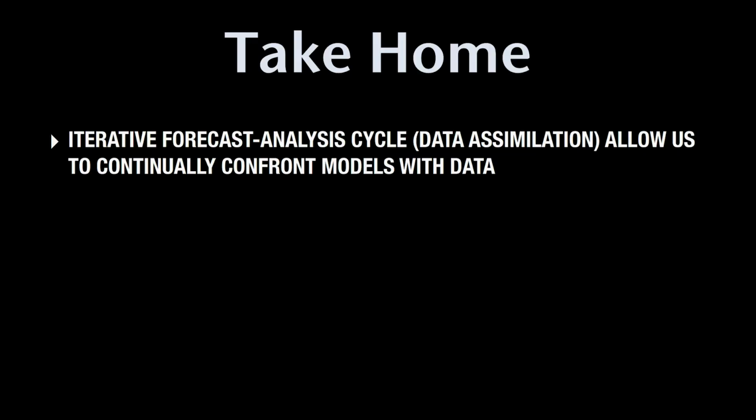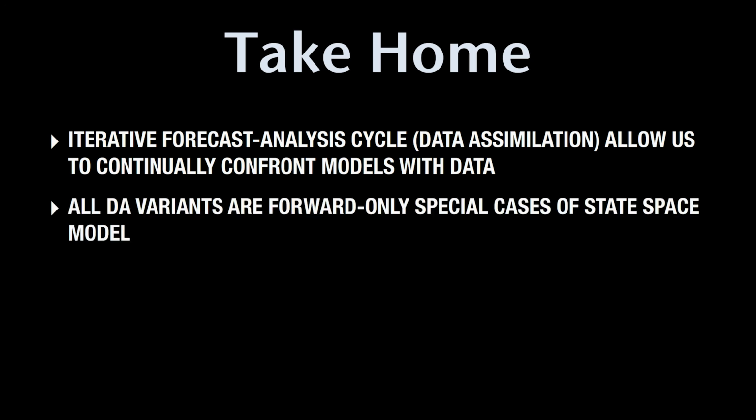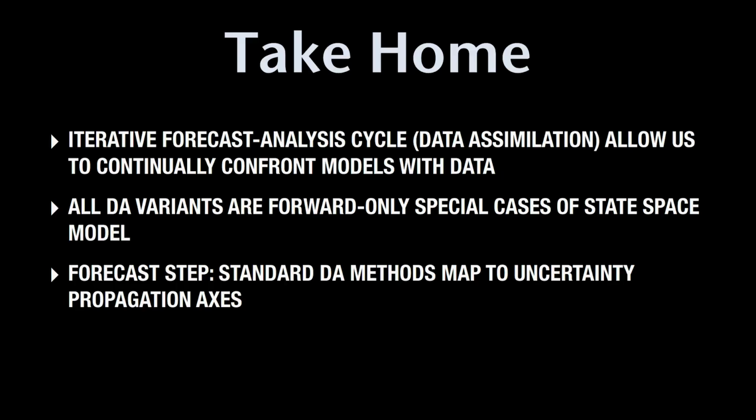So some take-homes. The iterative forecast analysis cycle, data assimilation, allows us to continually confront models with data. All of these data assimilation variants are forward-only special cases of the state space model. So the state space model is the parent of all of these. These are all just special cases. For the forecast step, standard data assimilation methods map onto our uncertainty propagation options.